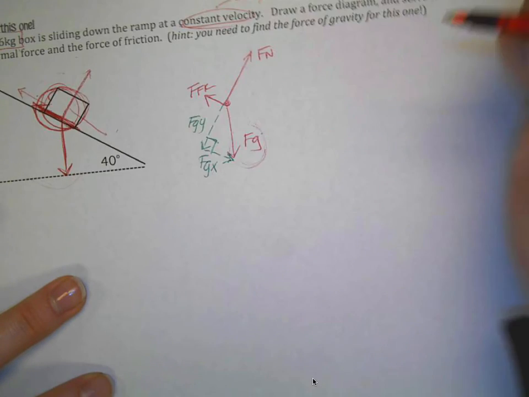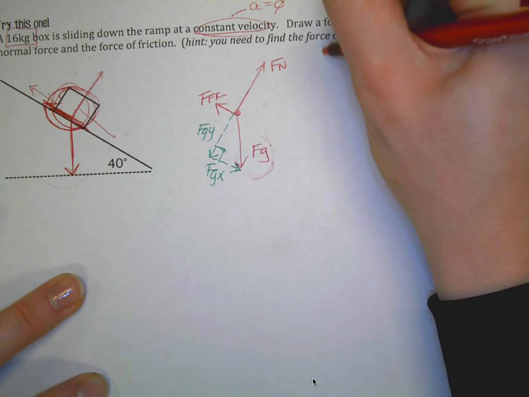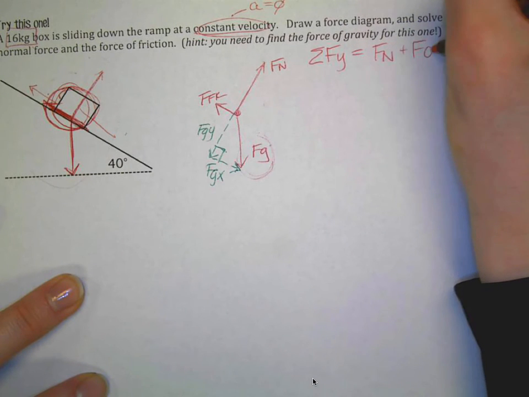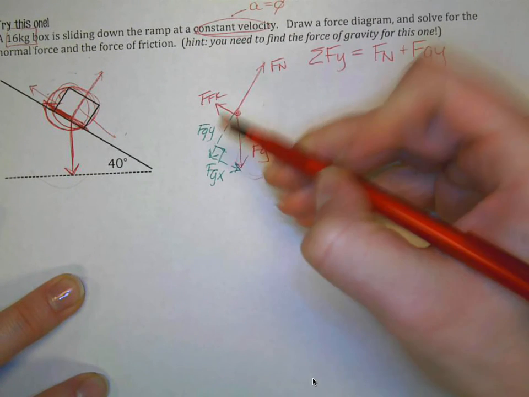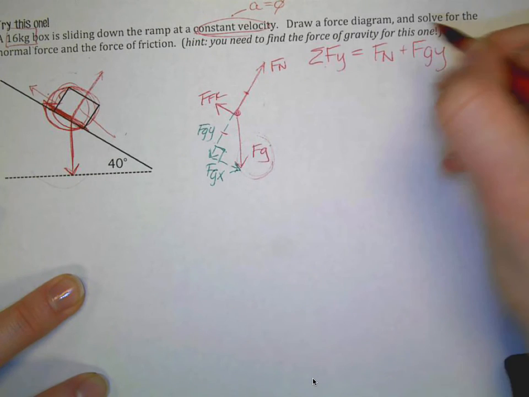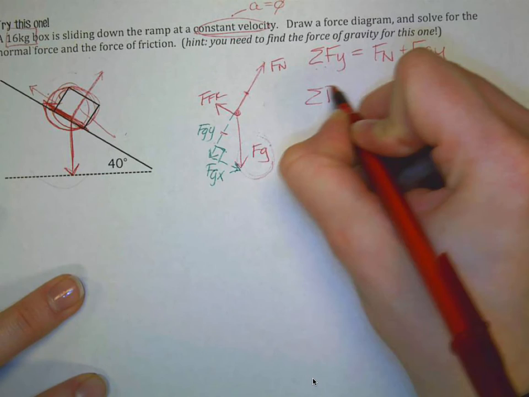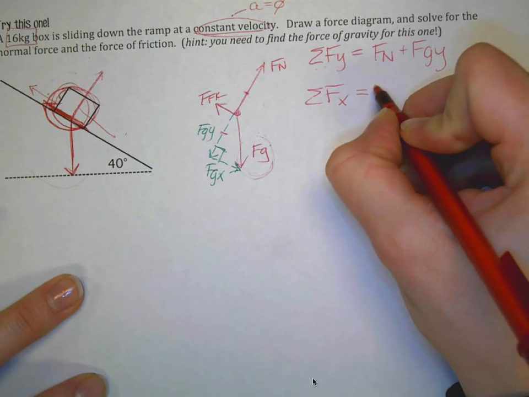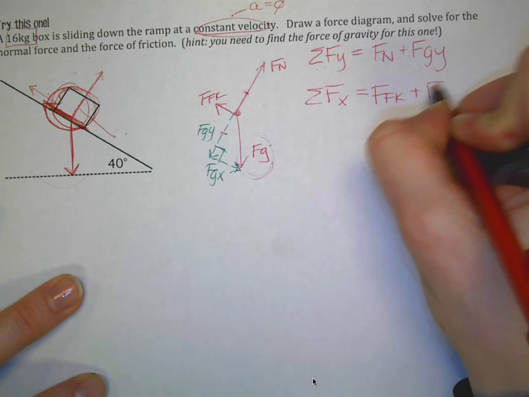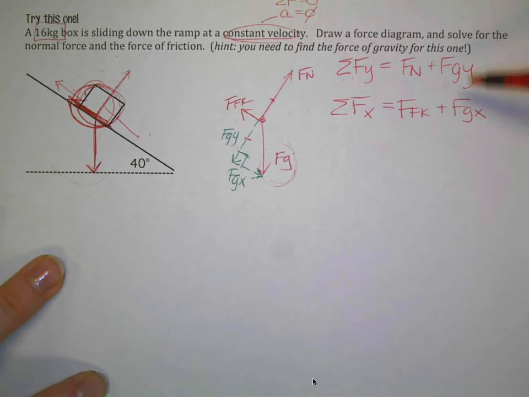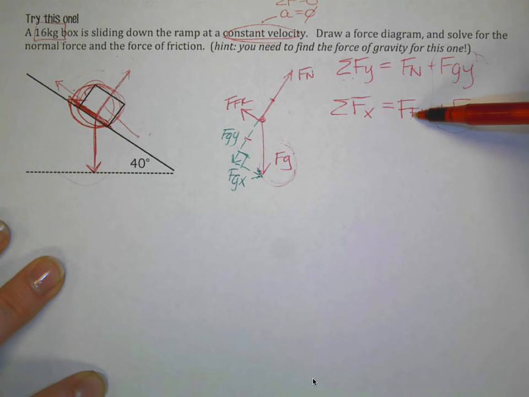I could write my net force equations to kind of guide my thinking. My net force in the y direction is equal to Fn plus Fgy from these two. I know that those two have to be equal. The net force is 0, and they're the only two vertical forces. I have a net force in the x direction, which is equal to Ffk plus Fgx. And now this is reminding me that I need to solve for my components of gravity to find these two. I know these are 0. I have to find these before I can calculate those.